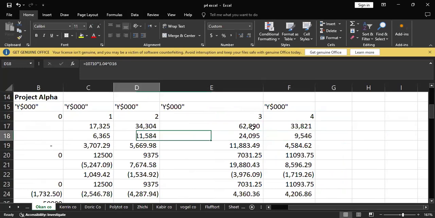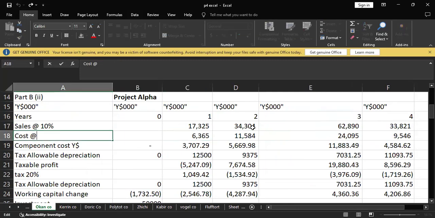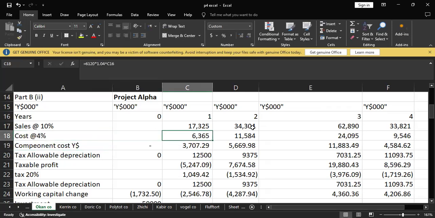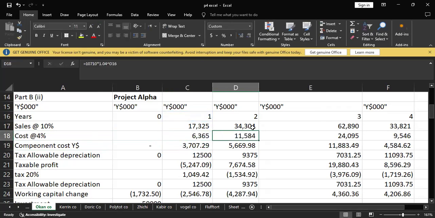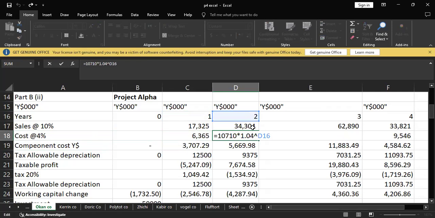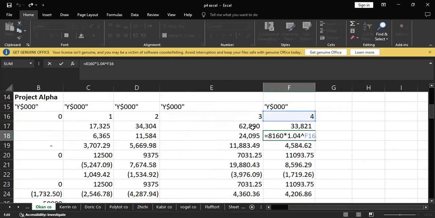Now, for the cost, what was the cost inflation? Tell me, by which percentage we had to inflate the cost? What was that? 4%. So we will say this is going to be inflated with the 4%. The cost which was given in the question was 6120. We are inflating it by 4%, 1.04 raised to power 1. This is the same criteria we are opting for the 2 years inflation. Then for the last year, 8160 was given in the question, 1.04 raised to power 4. Understand?